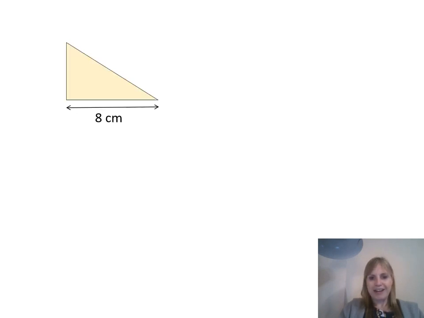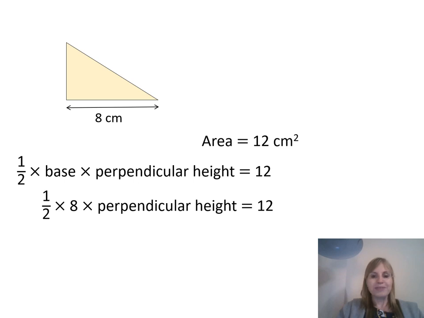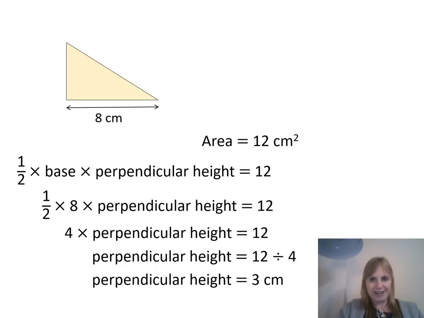In the same way, we can use the area of a triangle, and we know that the area is 12, and using the formula of half times base times perpendicular height, I can do half times 8, which is 4, so 4 times the height is 12, and when we rearrange that by dividing by 4, this gives a height of 3.